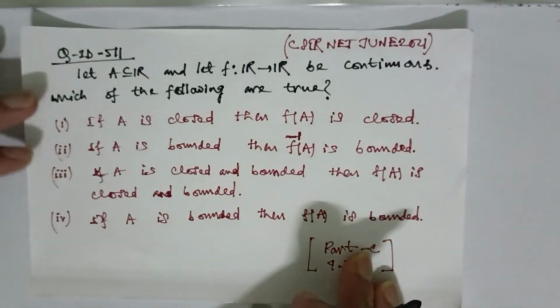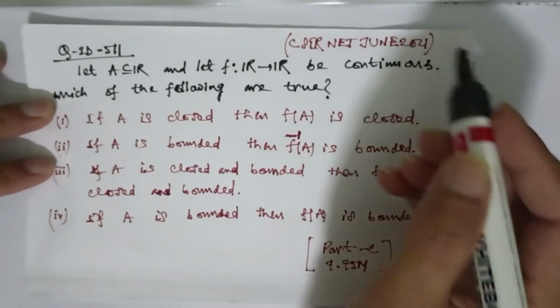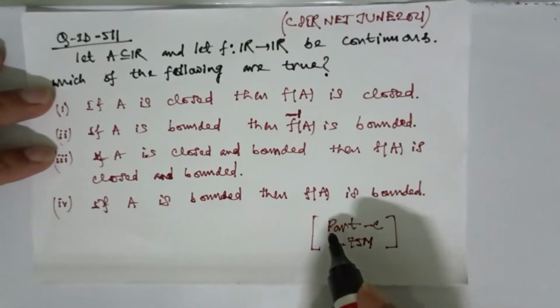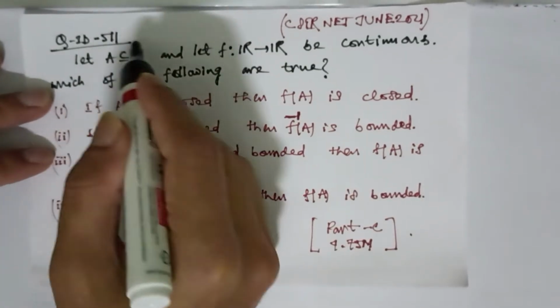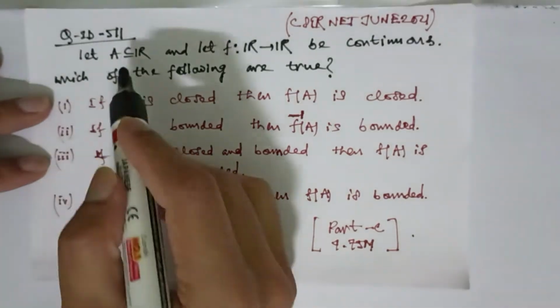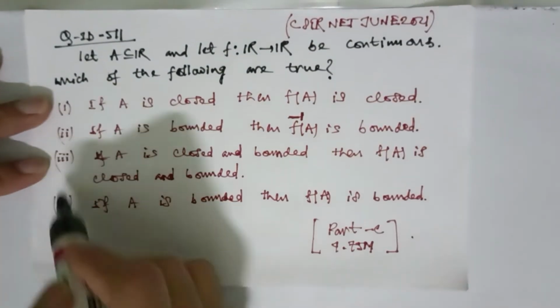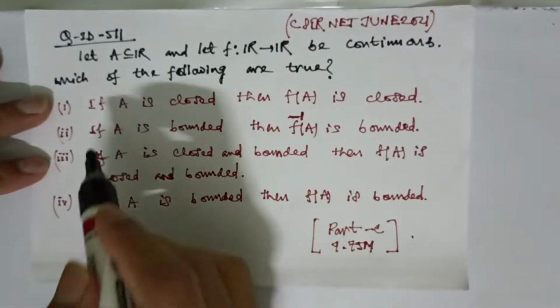Today in this video we are going to discuss an important question from CSIR NET June 2021. This question is from Part C, and the question ID is 511. It is from real analysis. The question is: if A is a subset of R and f is a function from R to R that is a constant function, then there are four options given. We are going to verify each option one by one.